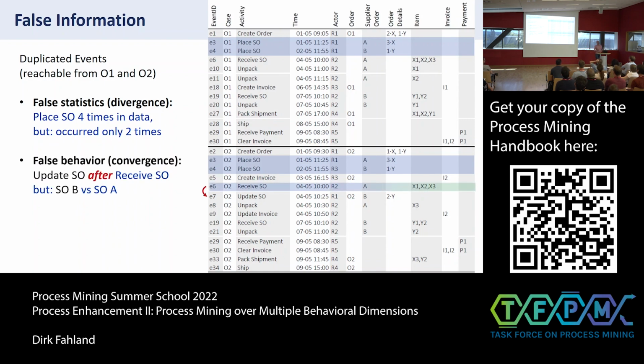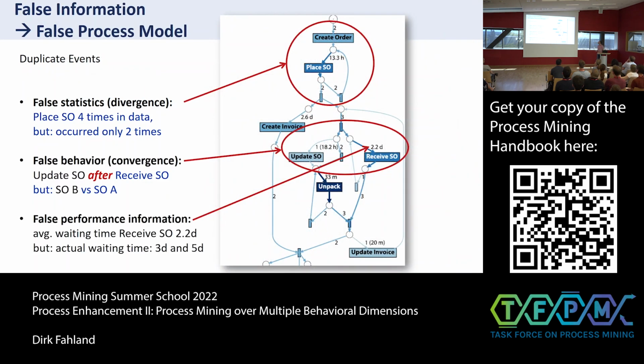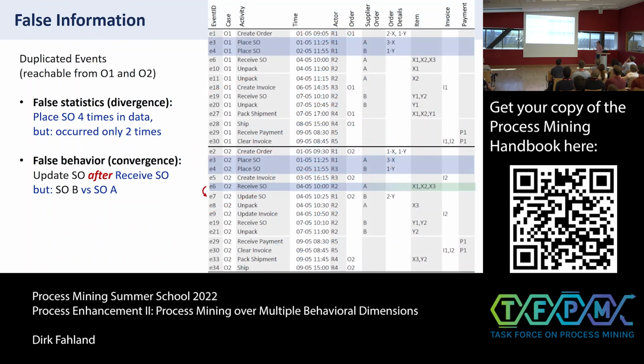The actual thing that's really difficult to spot is this one says, I've updated the supplier order after receiving the supplier order. But that actually never happened. These are two different supplier orders, A and B. But if you push this into a process discovery algorithm, it will say that you did that. Well, this one not, but a directly follows graph, for example, will show that, right? So this is false behavioral information. I'm never updating the supplier order after receiving it. These are two different entities.